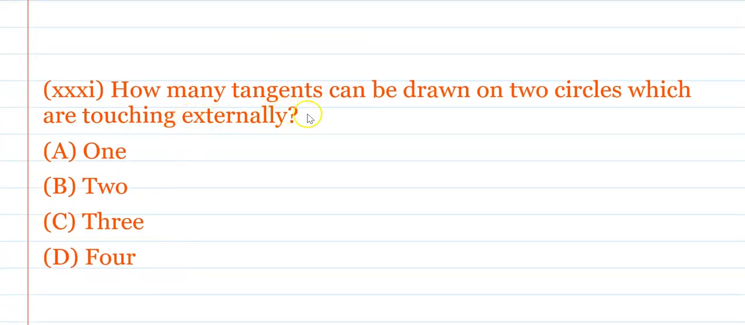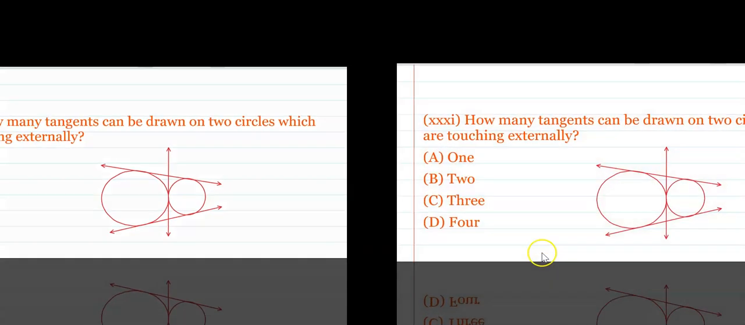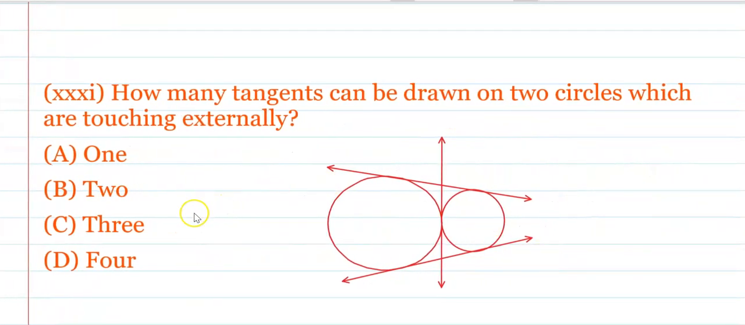how many tangents can be drawn on two circles which are touching externally? These are two circles touching externally, and there are the three tangents. This is the first one, second and third. Therefore, three tangents can be drawn to two circles which are touching externally. Therefore, the option C is the correct one. Therefore, this is the 31st question. Option C is the correct one.